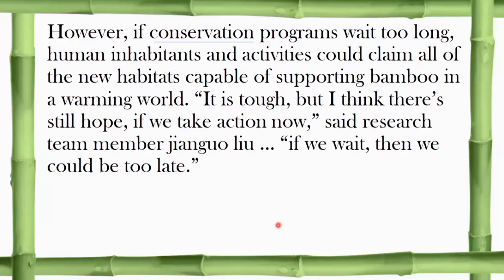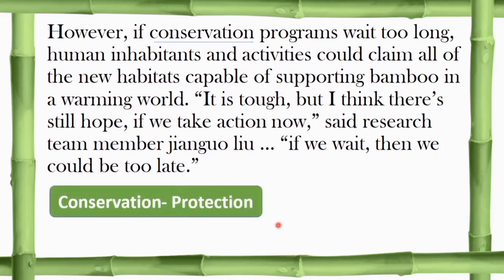However, if conservation programs wait too long, human inhabitants and activities could claim all of the new habitats capable of supporting bamboo in a warming world. That means if this conservation program, that means protection program, is delayed, these giant pandas rely highly on these bamboo species, three special bamboo species that grow in the Qingling region in China. These bamboo species need to be preserved if we want to preserve these panda species as well.